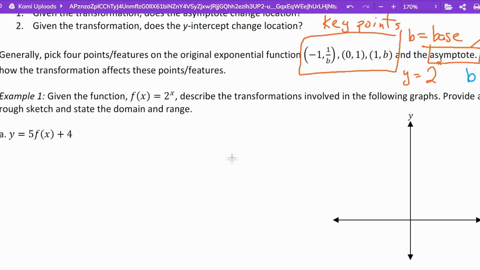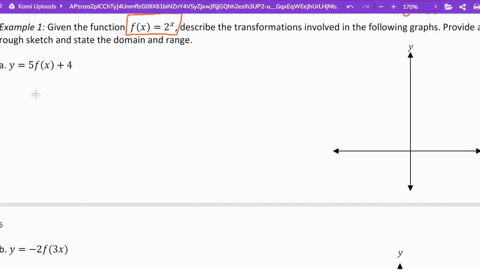So what we're going to do today is we're going to figure out the transformations, and then we're going to sketch them. We're going to sketch the function. Given the function f of x equals 2 to the power of x. So is this growth or decay? Great. Describe the transformations involved, provide a rough sketch, and state the domain and range. So once again, we're getting function notation. So all we're getting is this. So as a review, let's write down AKDC.